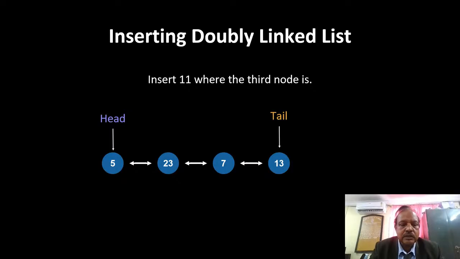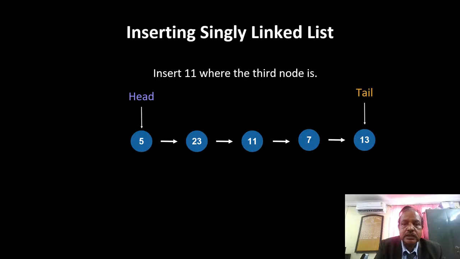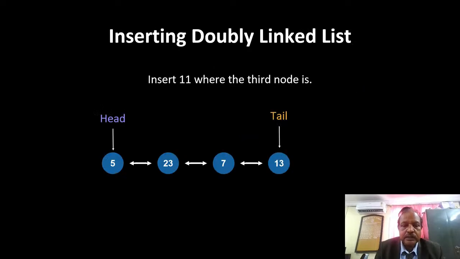See, this is the double linked list. In the previous case you have seen, it is only in the single linked list that I am inserting 11 in the third position. In this case, it is a double linked list. I want to insert 11 in the third position. What is the third one? The first node contains 5, the second one is 23, the third one is 7. So just before 7, I want to add this 11.